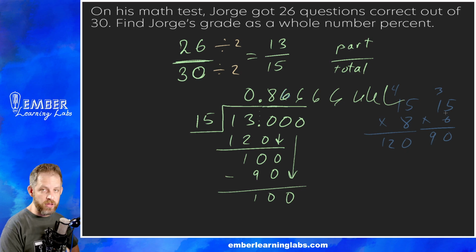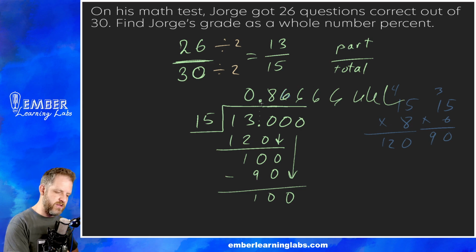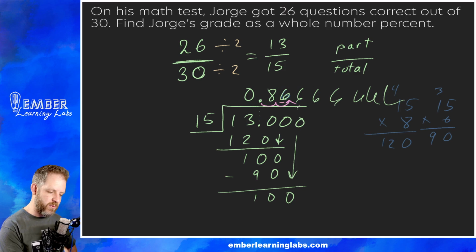But we're going to round to a whole number percent, so we don't really care very far. We're going to move the decimal place over twice, once, twice. So we're rounding right here, and so we're looking right here. This 6 is greater than 5, so we're going to round up. So our final answer is 87%.